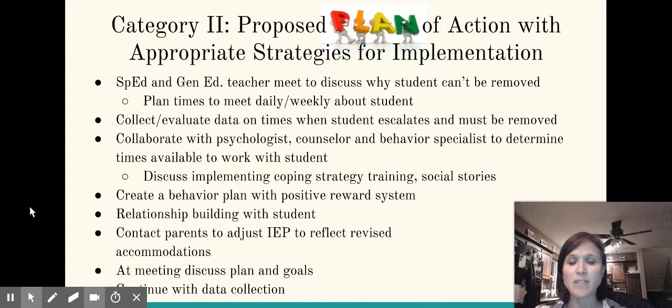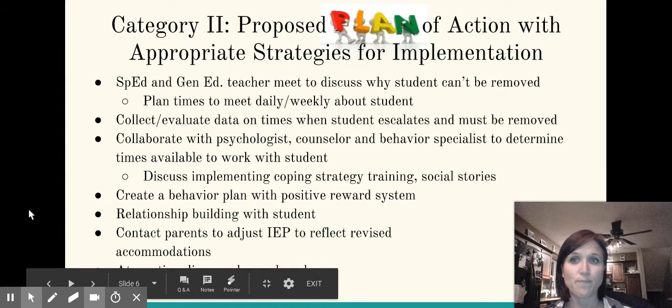Contact parents to adjust the IEP to reflect the revised accommodations with the counselor, with the behavior specialist, with the coping strategy, and also social stories to help him create stories to help him understand what is acceptable and what is unacceptable as far as displaying his actions and emotions in society. Build and discuss a plan and goals, and continue to collect the data and analyze that data to help best support the student within the classroom.